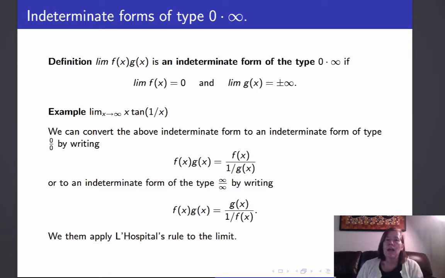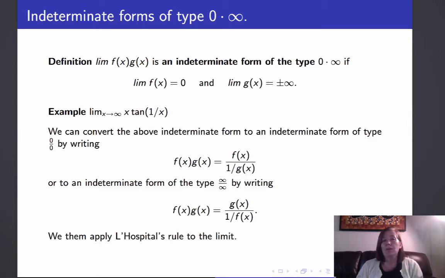And the f of x is pulling the product towards 0, and the g of x is pulling it away from 0. So we have this tug of war, and we're not so sure which of the functions is going to win, or whether it's going to settle into a state of equilibrium.